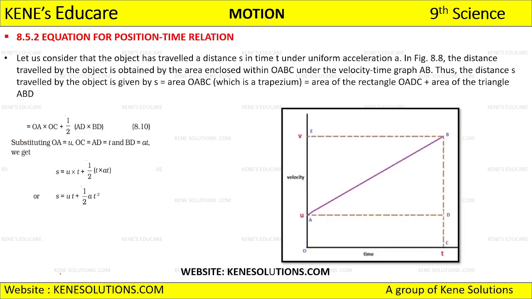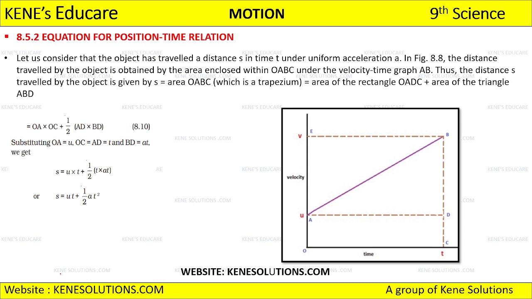After this, we have the equation for the position time relation. Let us consider that an object has traveled a distance s in time t under uniform acceleration a. In figure 8.8, the distance traveled by the object is obtained by the area enclosed within OABC.